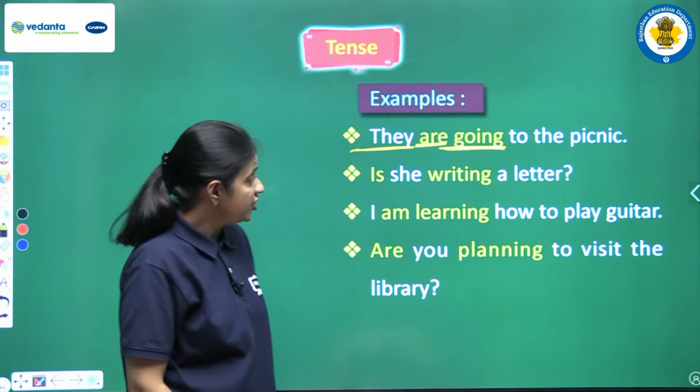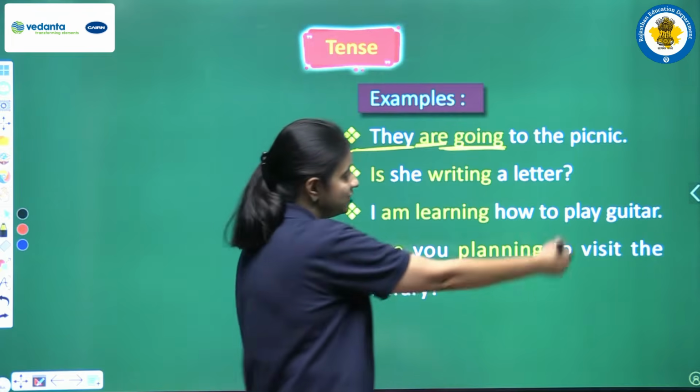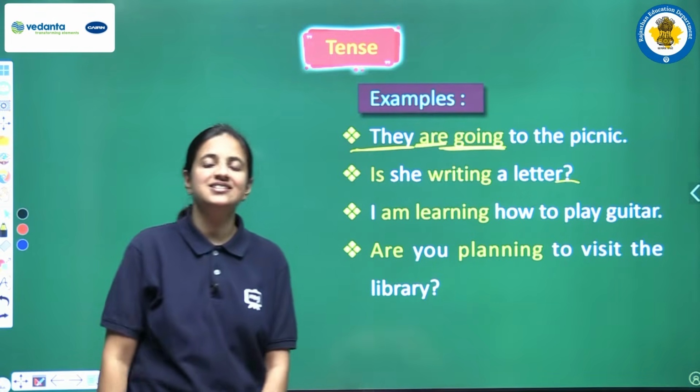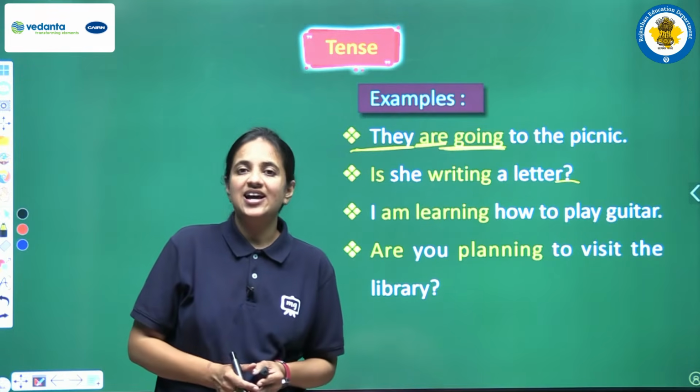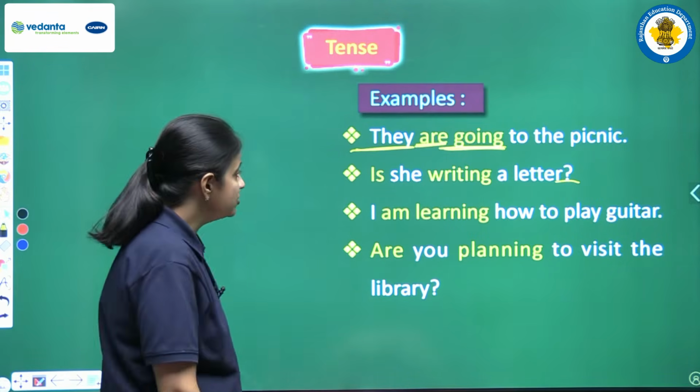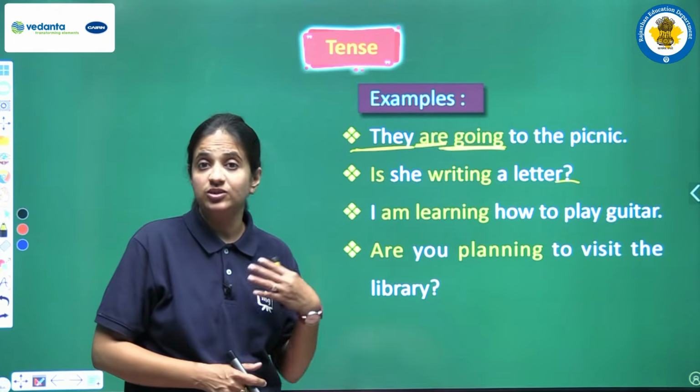Second is she writing a letter? And yes, we have a question mark, it means it is an example of an interrogative sentence, but as we have discussed that we have similar rules, so this time also we will use the helping verb according to the subject.